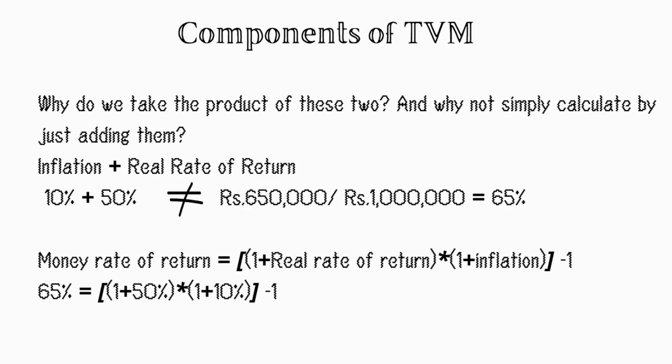And the second point to take note of is what I discussed earlier, like how we computed the growth rate. If we sum the inflation and the real rate of return, it becomes 60%. But in actual, it's 65%, which is simply the product of these two through the Fisher formula. The question here is, why do we take the product of these two, and why not simply calculate by just adding them? The answer is a little complex.